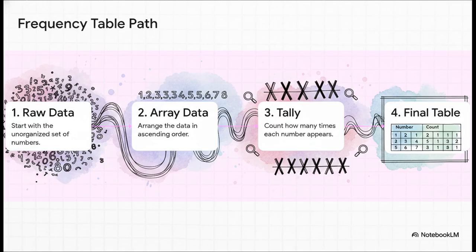But to take it a step further, we can follow this really clear path. We start with our raw data, we arrange it into that nice ordered array, and then we do something absolutely crucial. We tally the occurrences. We just count how many times each number shows up. And that count, that leads us to our final, much more powerful tool.